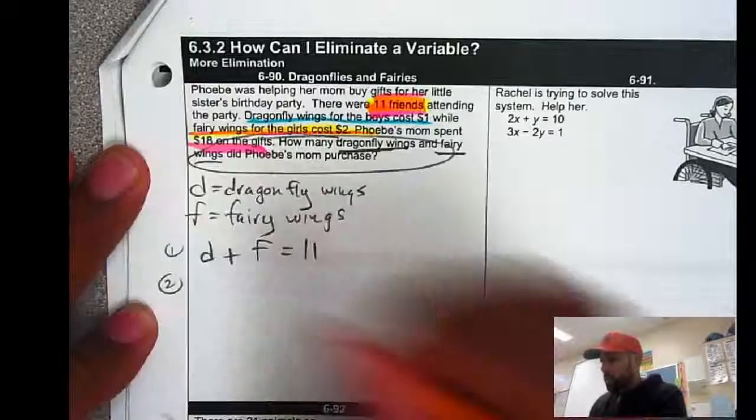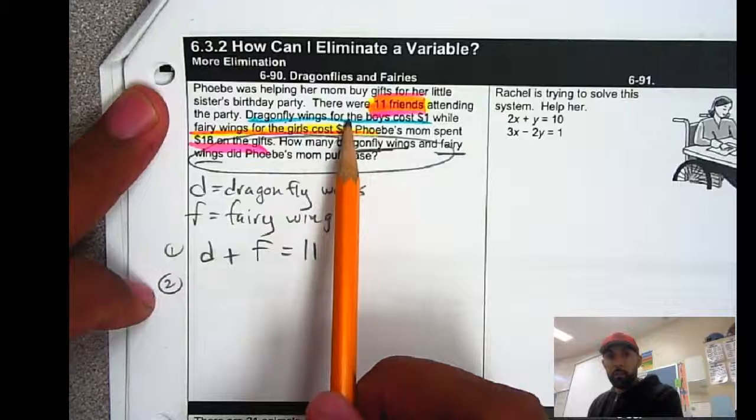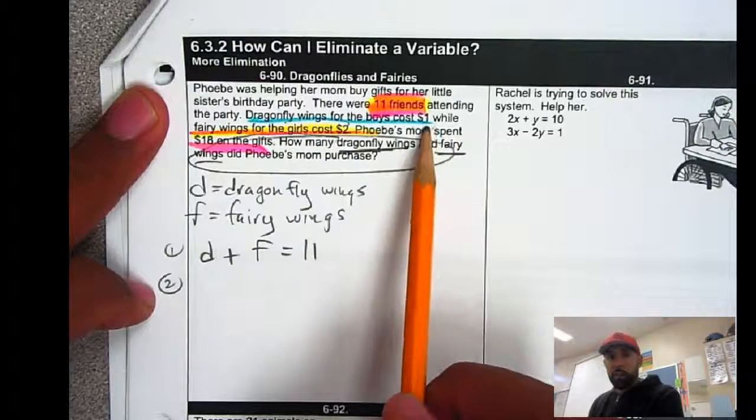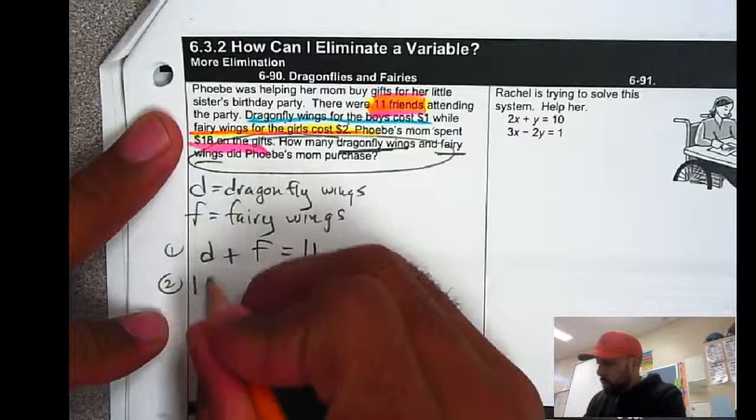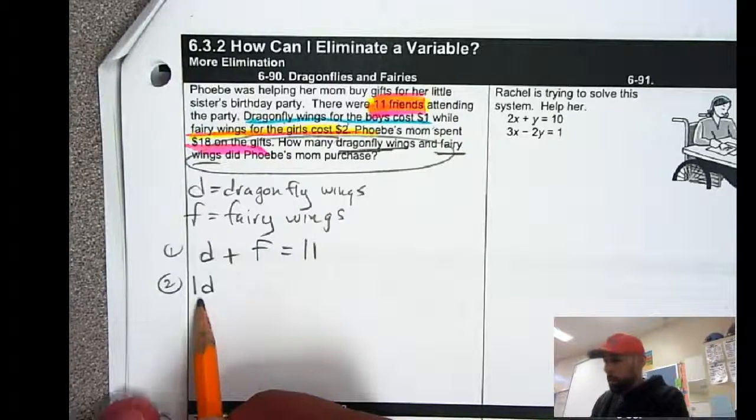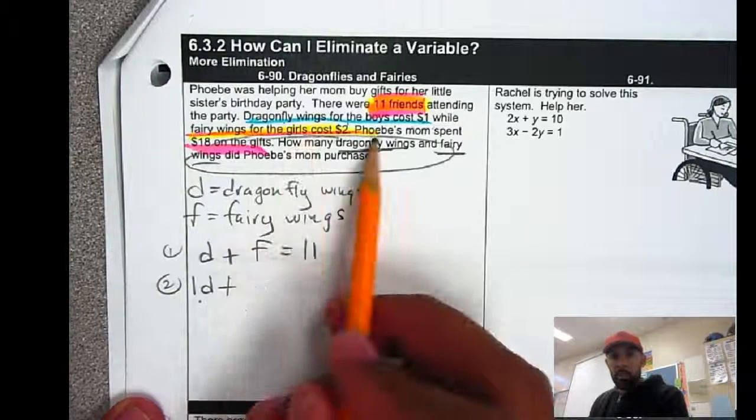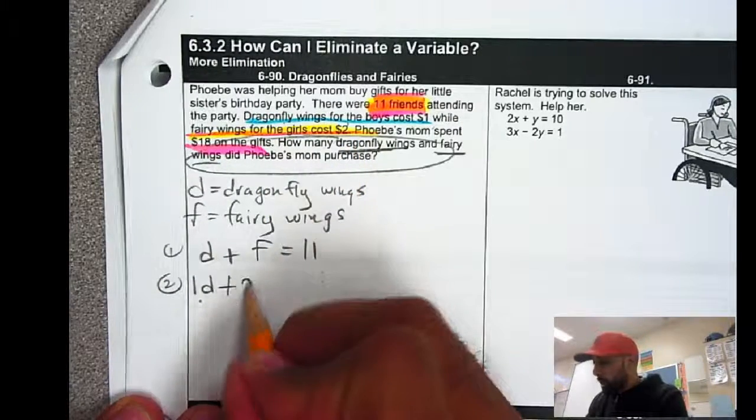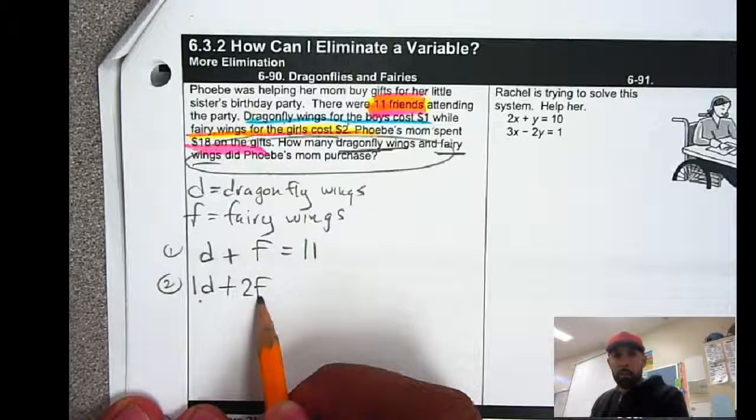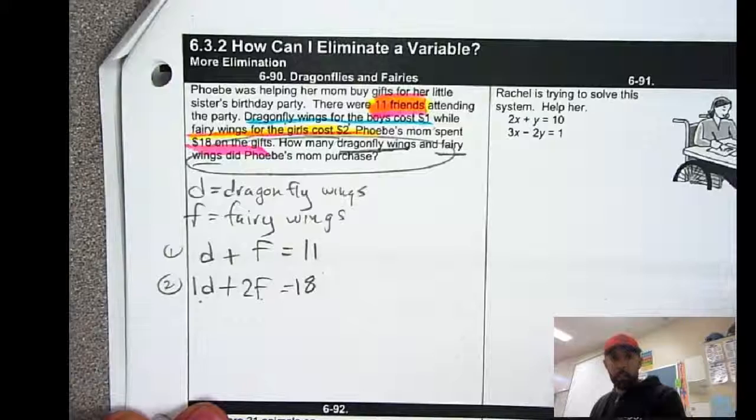The second equation is about the cost. Each dragonfly wing costs $1, so 1 times the amount of dragon wings is how much it costs for those. Then we add that to the cost of the fairy wings, and each of those was $2, so 2 times the amount of fairy wings. And all that added up to 18. So there are our two equations that we can solve.